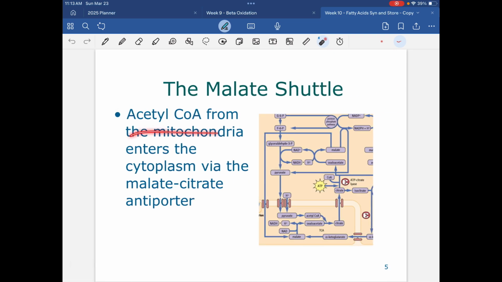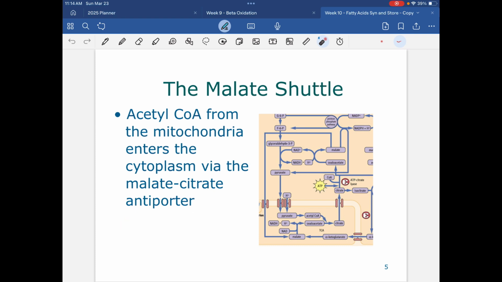So acetyl-CoA from the mitochondria is going to enter the cytoplasm via a malate-citrate antiporter. And that's what we're seeing, right? We see the citrate coming out here. We see the malate going in here. So if we broke down fatty acids and got acetyl-CoA, that means I can probably stick acetyl-CoAs together to make a fatty acid, right? So the first part of transporting these acetyl-CoAs out into the cytoplasm is an antiporter.